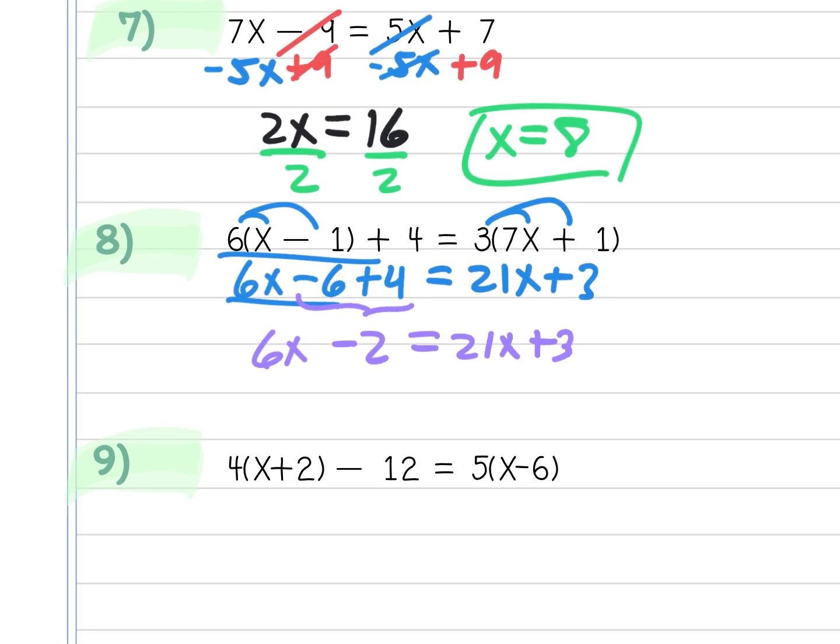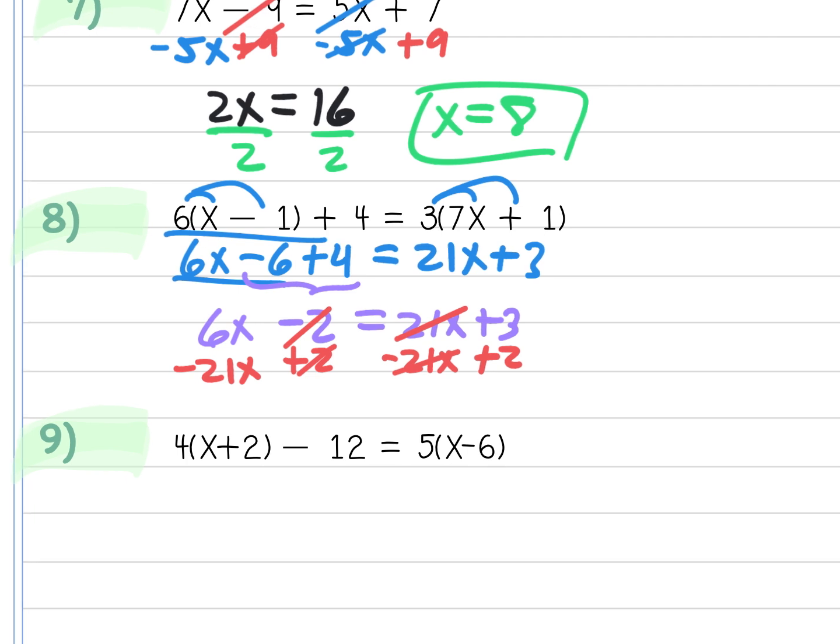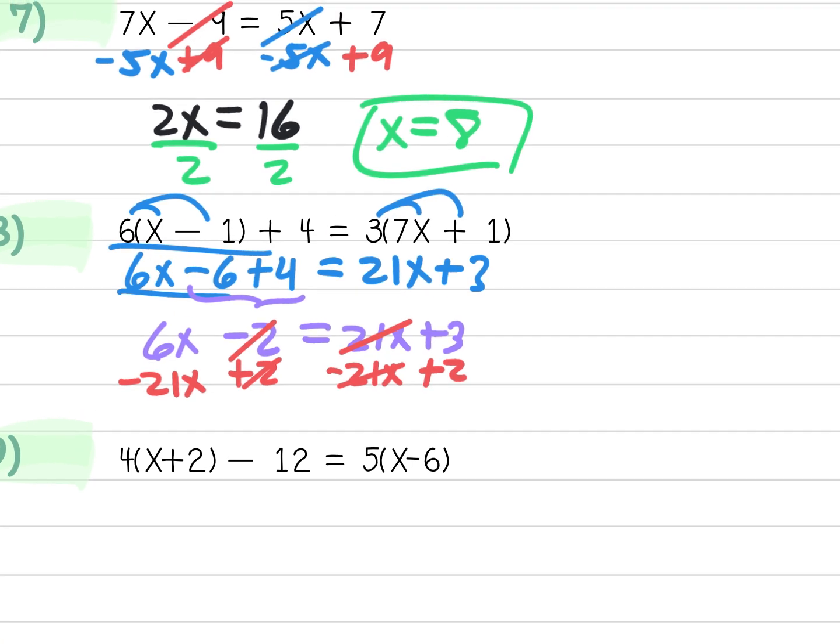And now let's move the constants to one side of the equation, and the x on the other. So I'm going to go ahead and add the 2 on both sides, and then subtract the 21x on both sides. All right, and on the right, 3 plus 2 is 5. And on the left, 6x minus 21x is going to get you a negative 15x.